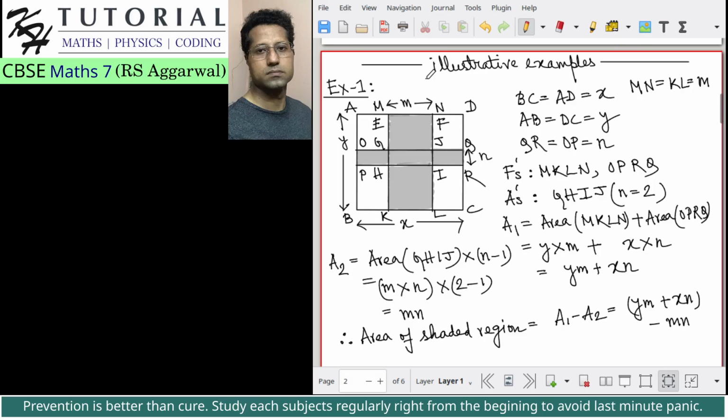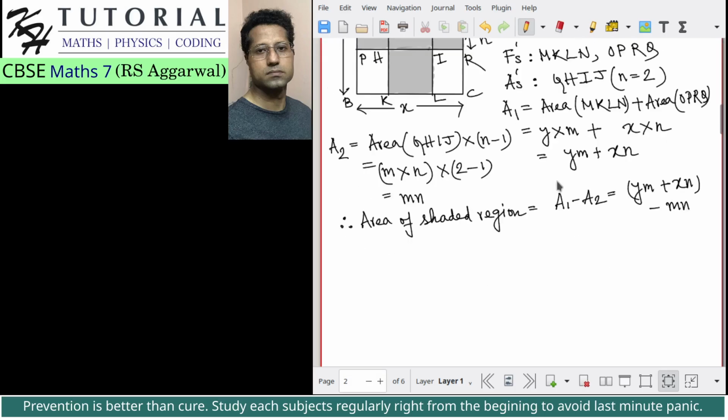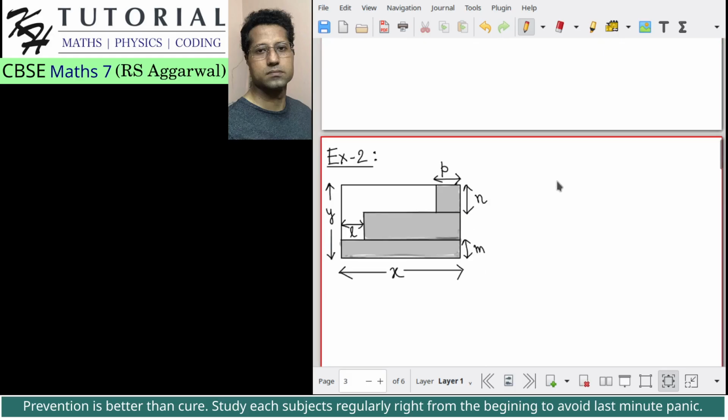It is always preferable if you can, but in some problems the dimensions will be given in such a way that it will not be possible to divide the shaded region into rectangles or squares which do not have any overlapping regions. It will depend on the shaded region and the given dimensions. Okay, let's see the next problem.